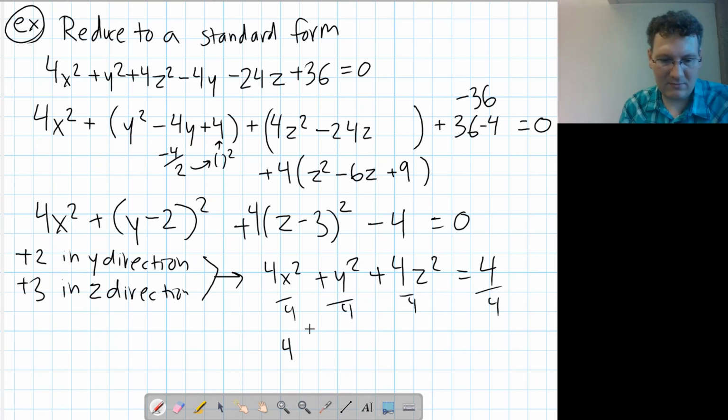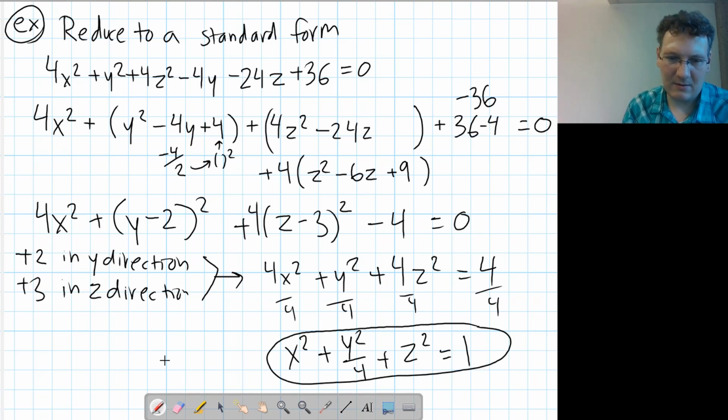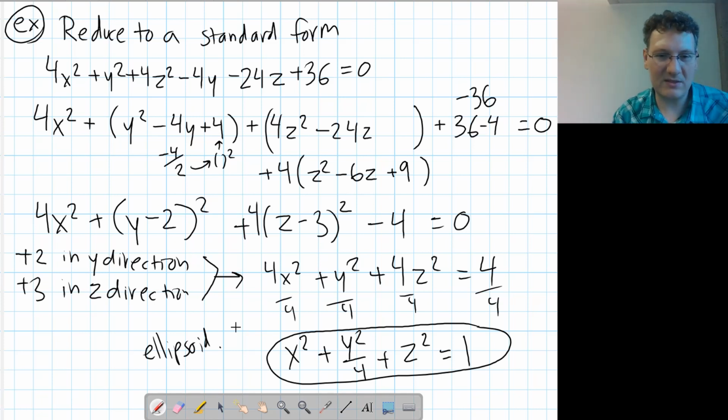I get x squared plus y squared over 4 plus z squared equals 1. This is an ellipsoid. That's an ellipsoid. And we can also check this. Well, actually, let's try just sketching it, and we'll see how well we do with that.